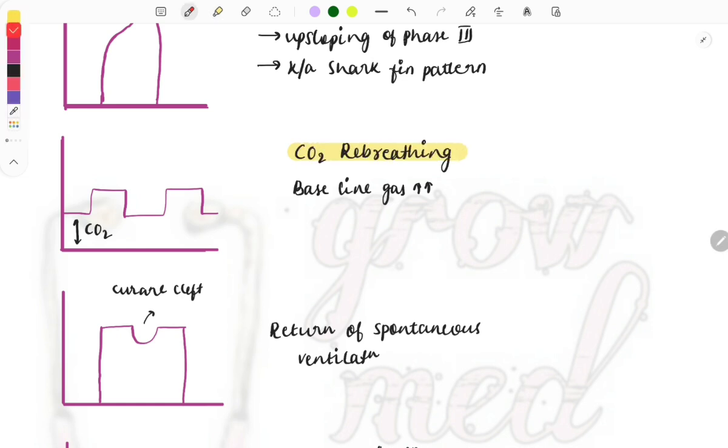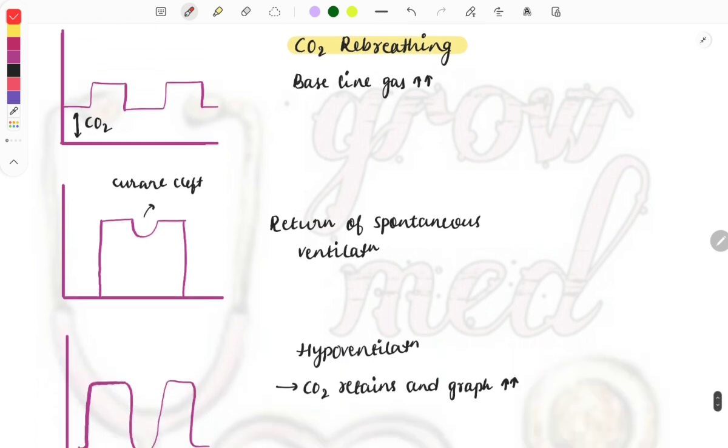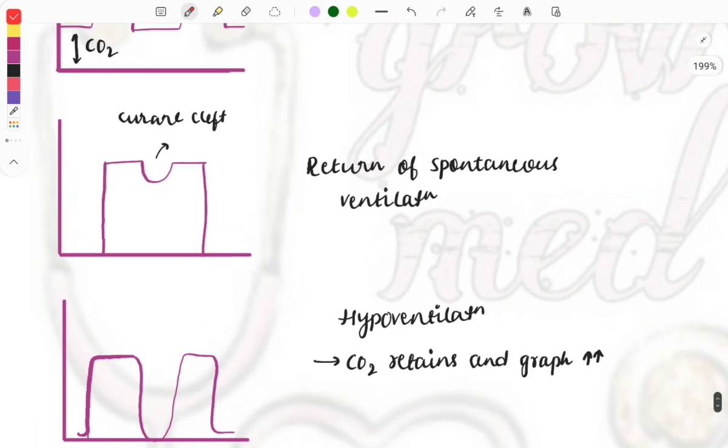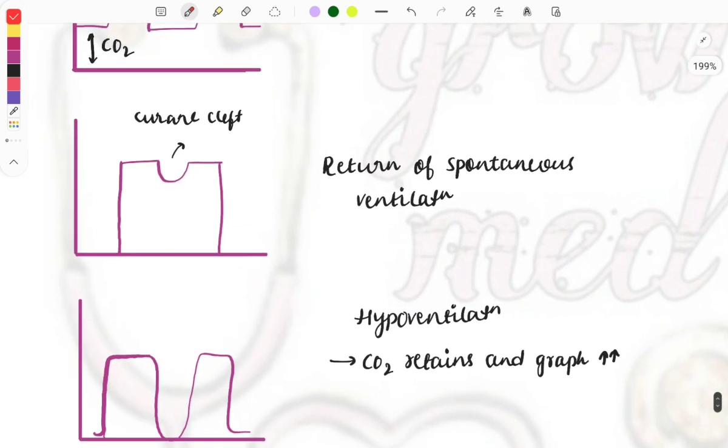तो यहाँ पर मतलब है कि this is the baseline and this one is the line of the graph. So due to presence of the CO2 already in the lungs, here the patient is rebreathing the CO2 and not able to intake the oxygen. ठीक है, so the baseline gases will be increased. Then this cleft, curare cleft, is seen in case of return of spontaneous ventilation.